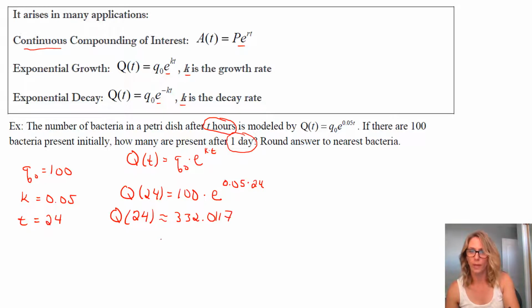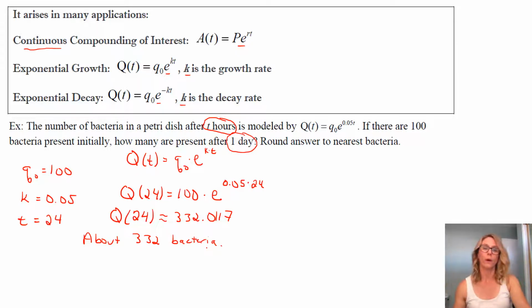So that's about what we get there. After 1 day, we'll have about 332 bacteria. Okay? So notice, that's going from 100 to 332 in just 1 day due to the growth rate and the fact that we're following exponential growth.